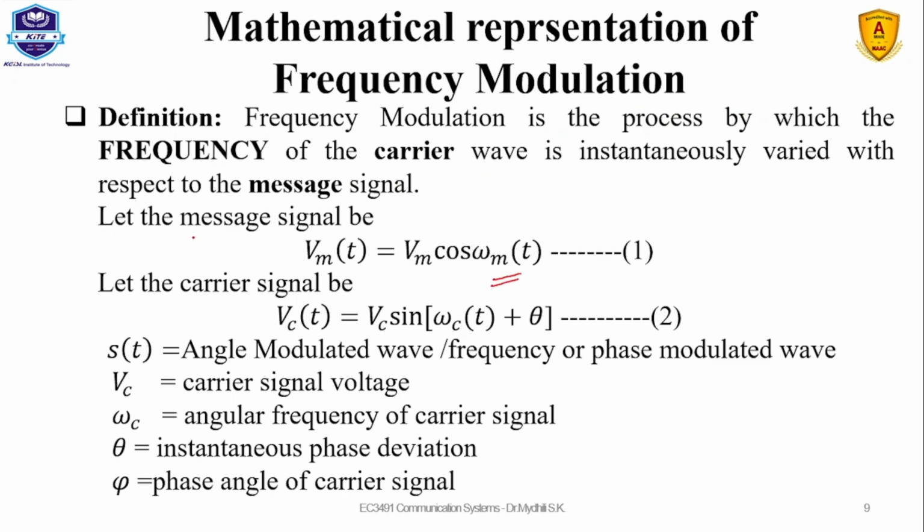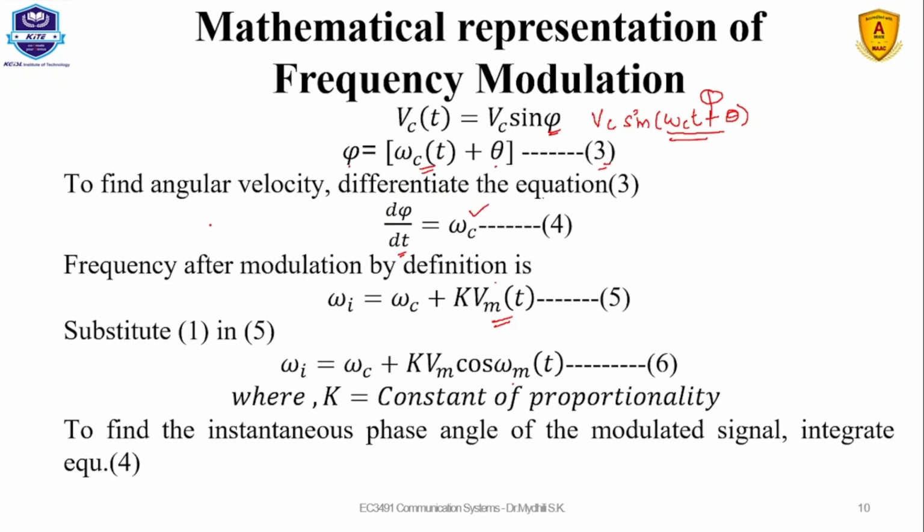This is the message signal Vm of t. So I am going to substitute Vm of t over here. So it becomes omega i is nothing but omega c plus k into Vm cos omega mt. This becomes equation number 6. So k is represented as a proportionality constant.